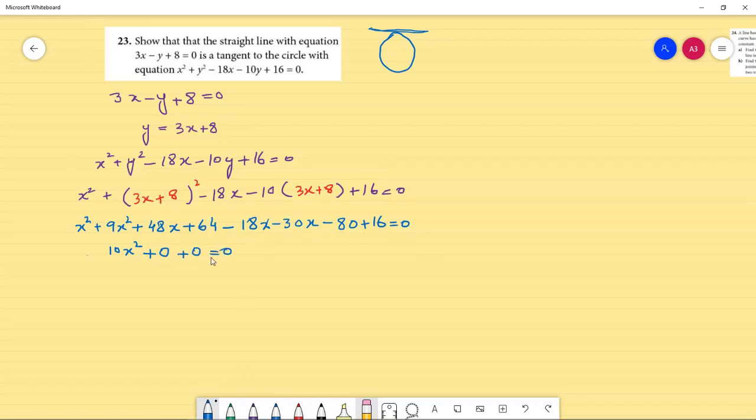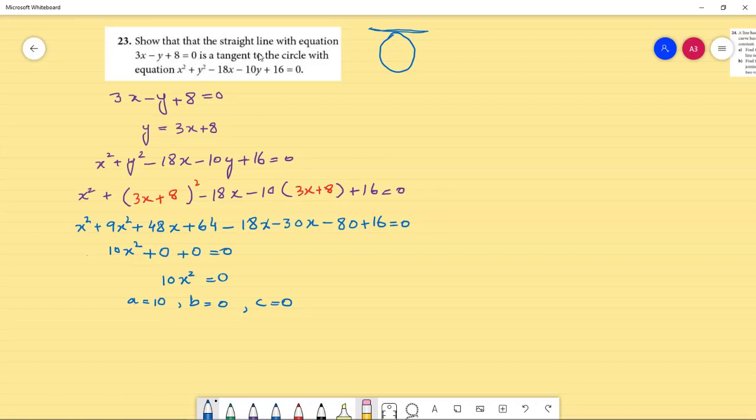So equal to 0. It means the simple equation is 10x squared is equal to 0. Here we have to apply b squared minus 4ac on this equation. So what is the value of a, b and c? a is 10, b is 0 because there is no x, and c is also 0.